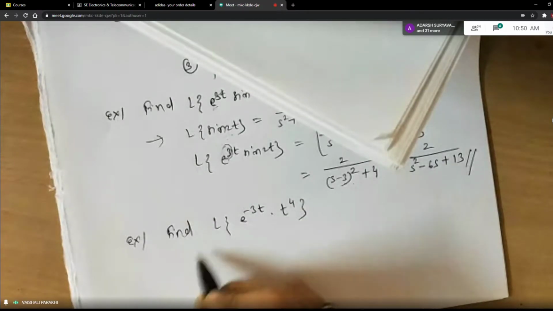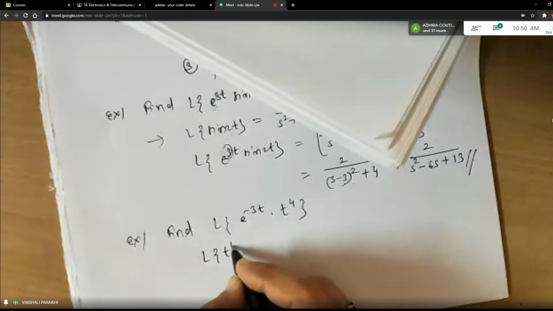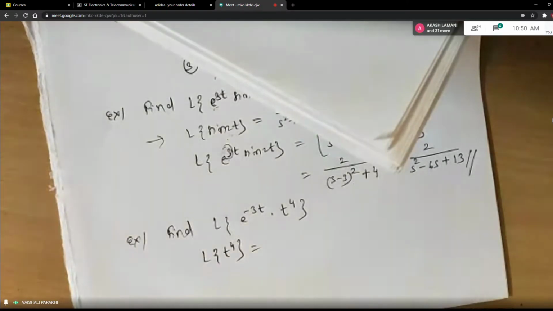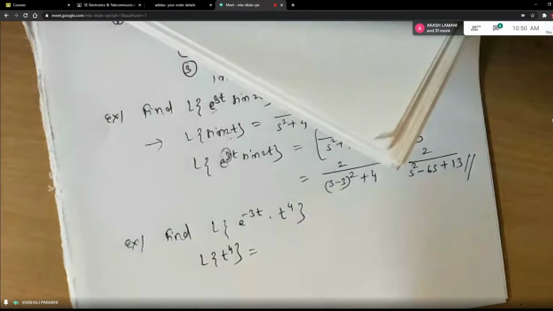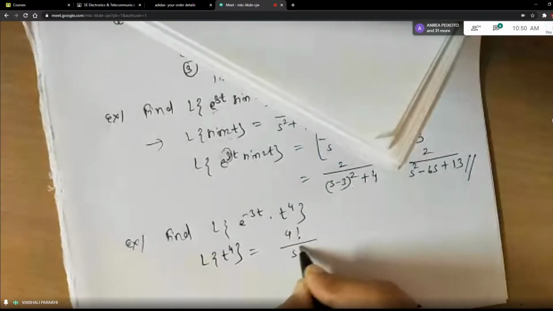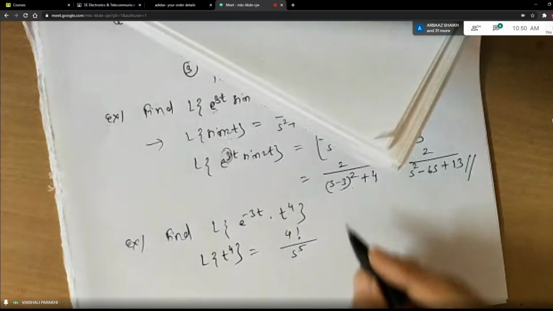Ignore e raised to minus 3t term. So your Laplace of t raised to 4. Again the same formula. What is the formula here? Laplace of t raised to n. What is Laplace of t raised to n, students? N factorial upon s raised to n plus 1, no? N factorial upon s raised to n plus 1 means s raised to 5.